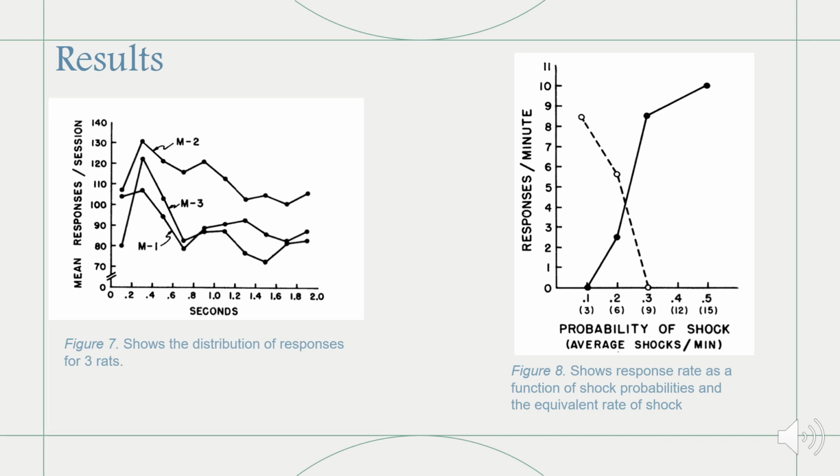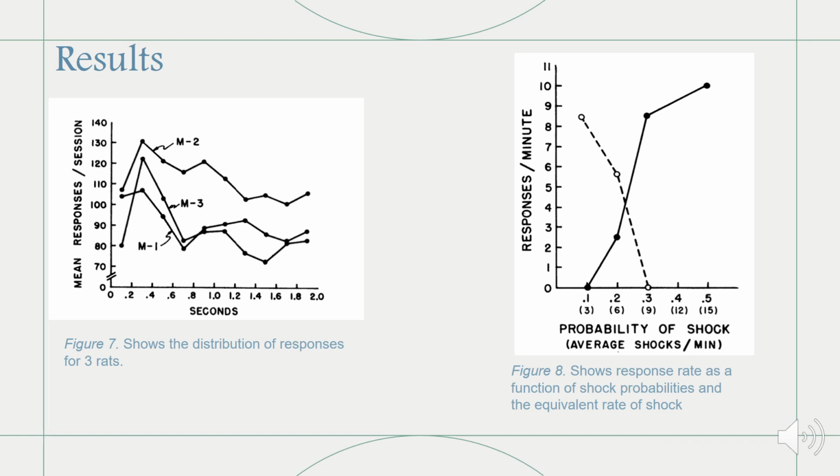What's interesting is that each rat had an immediate increase in responses per session after the first second, and then immediately decreased. Then, responses tapered and remained around a constant level of about 80 responses per session for rat 1, 90 responses per session for rat 3, and about 110 responses per session for rat 2.